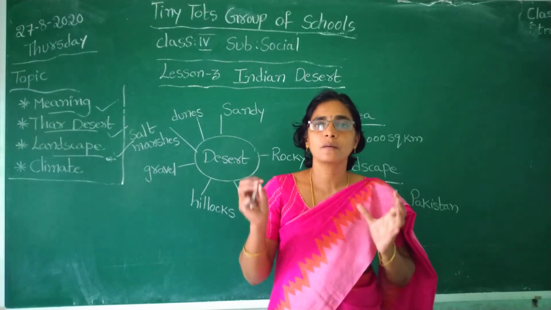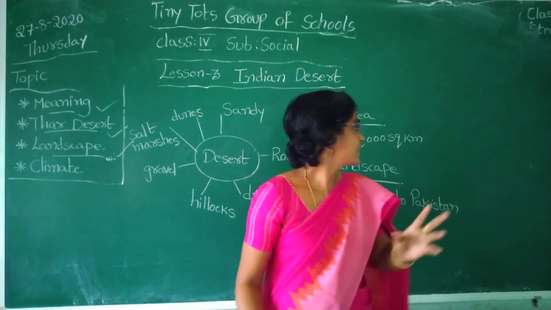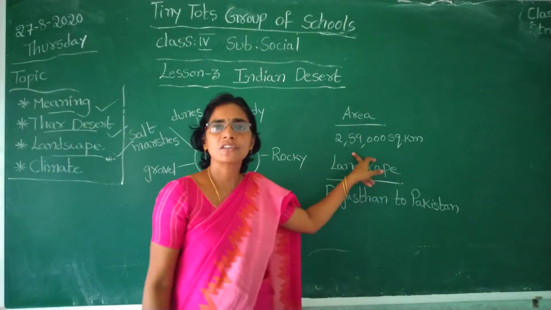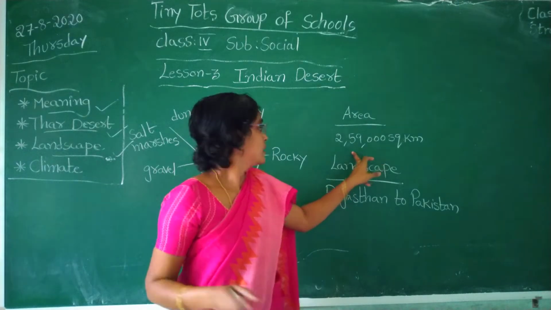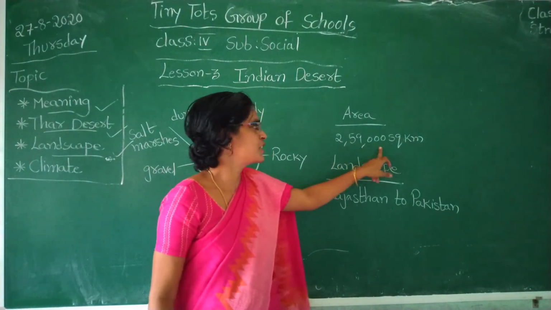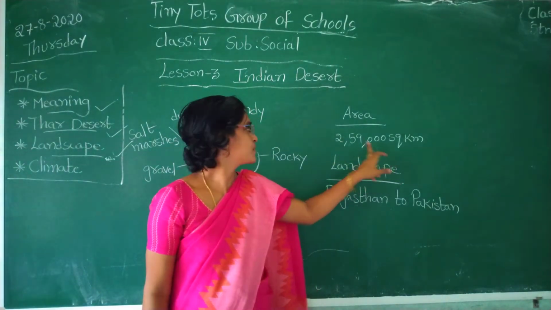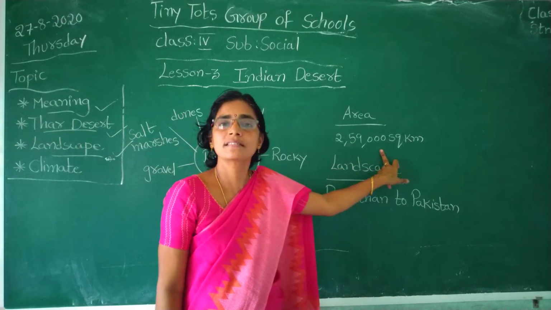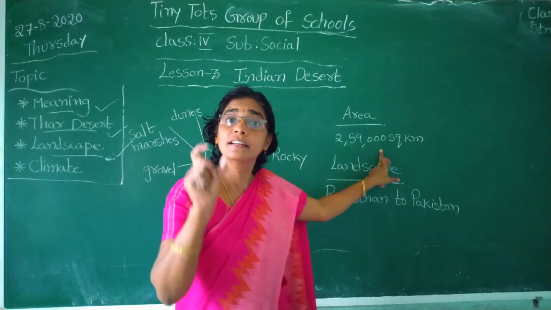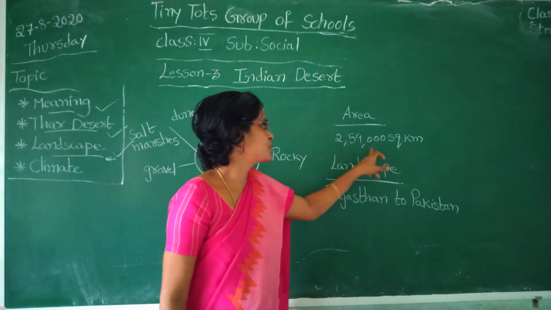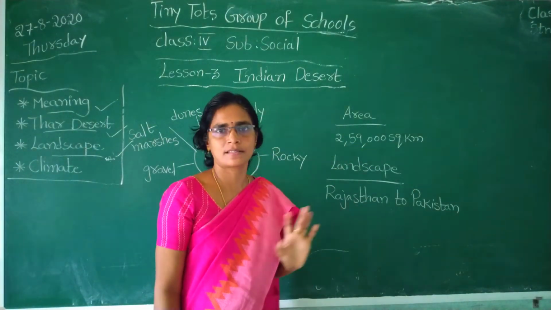The border of Gujarat. And its area, how much place does it cover? It covers 2,59,000 square kilometers. What is the area of Thar Desert, the Great Indian Desert? 2,59,000 square kilometers.